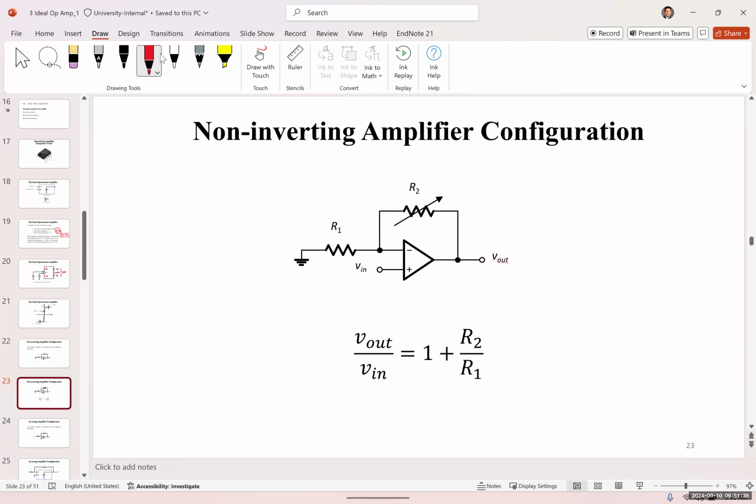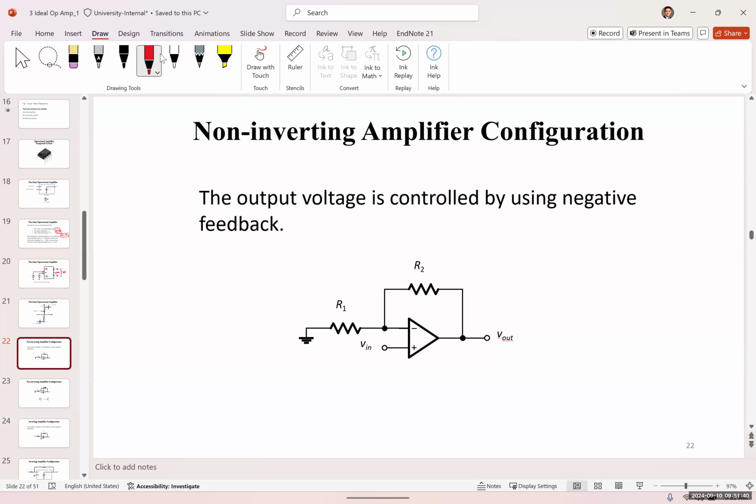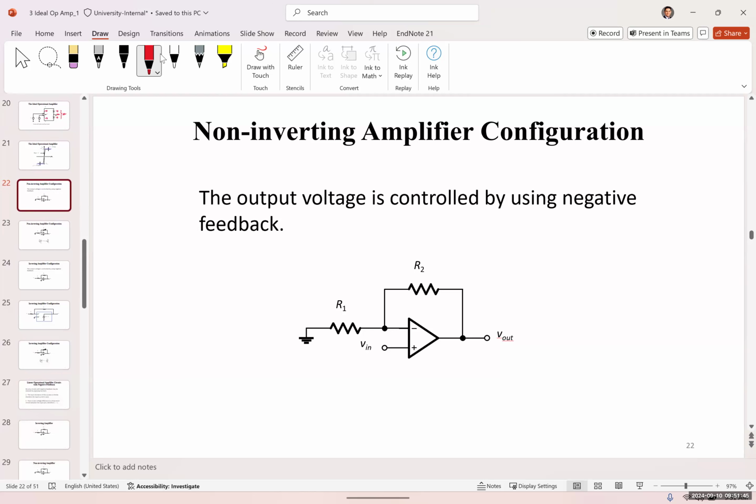So let's solve this. Let's go first with an inverting input or non-inverting input. Let's solve it for this one. So this particular amplifier is called a non-inverting amplifier. The reason that we call it a non-inverting amplifier is because the input is connected to the positive end. And if I give it a signal like this, the output would not have any phase shift.